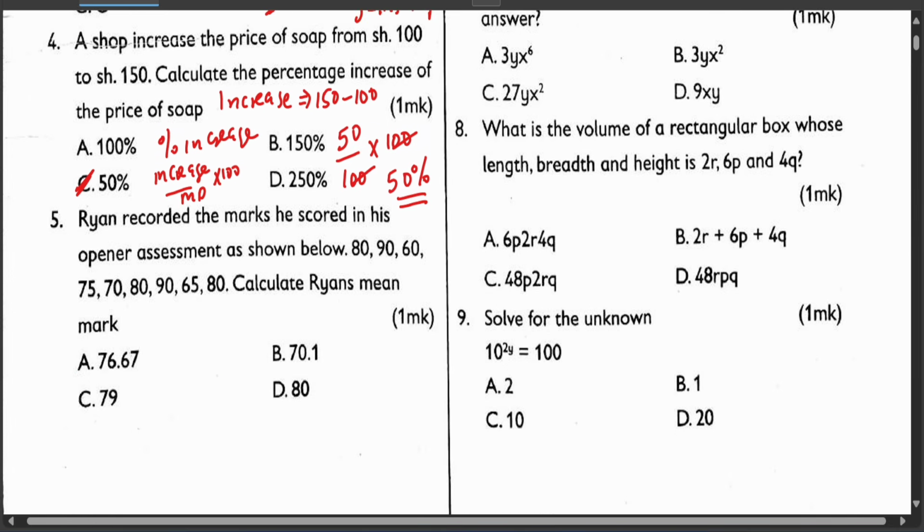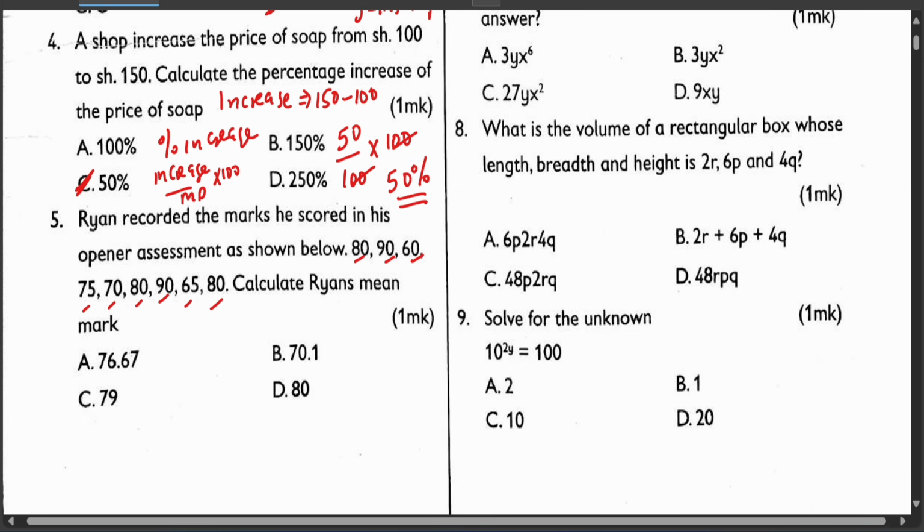Tuendelee. Question 5. Ryan recorded the marks he scored in his opener assessment as shown below. Kuna 80, 90, 60, 75, 70, 80, 90, 65, 80. Calculate Ryan's mean mark.